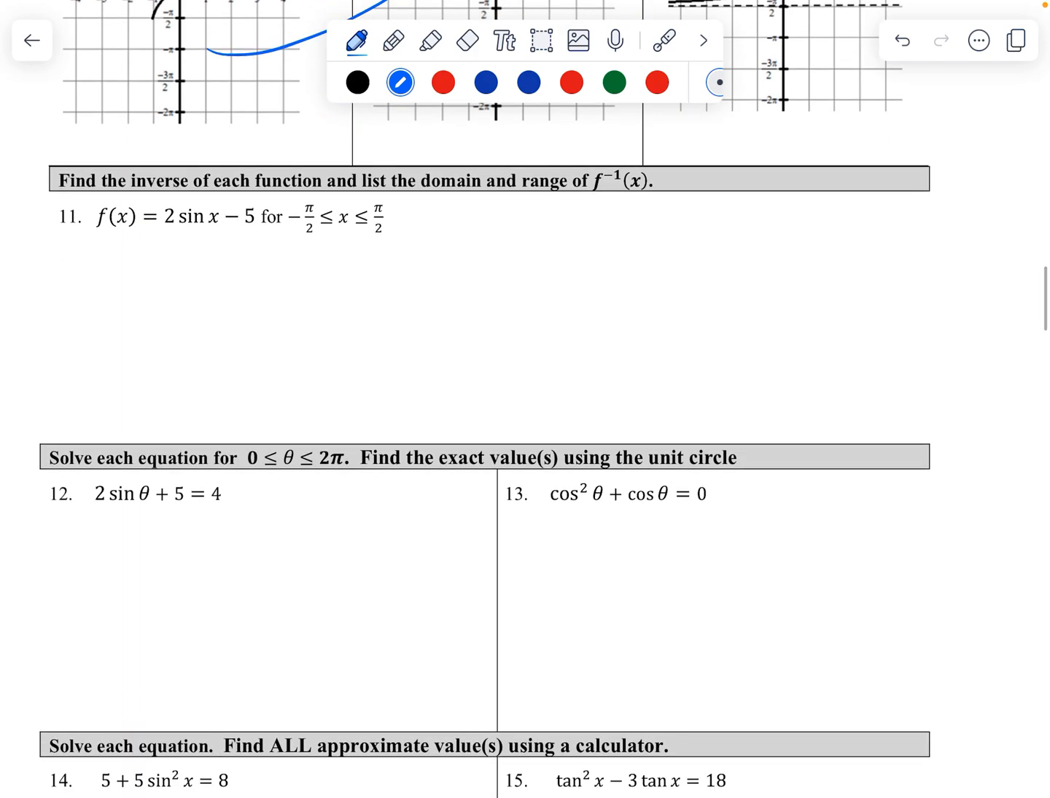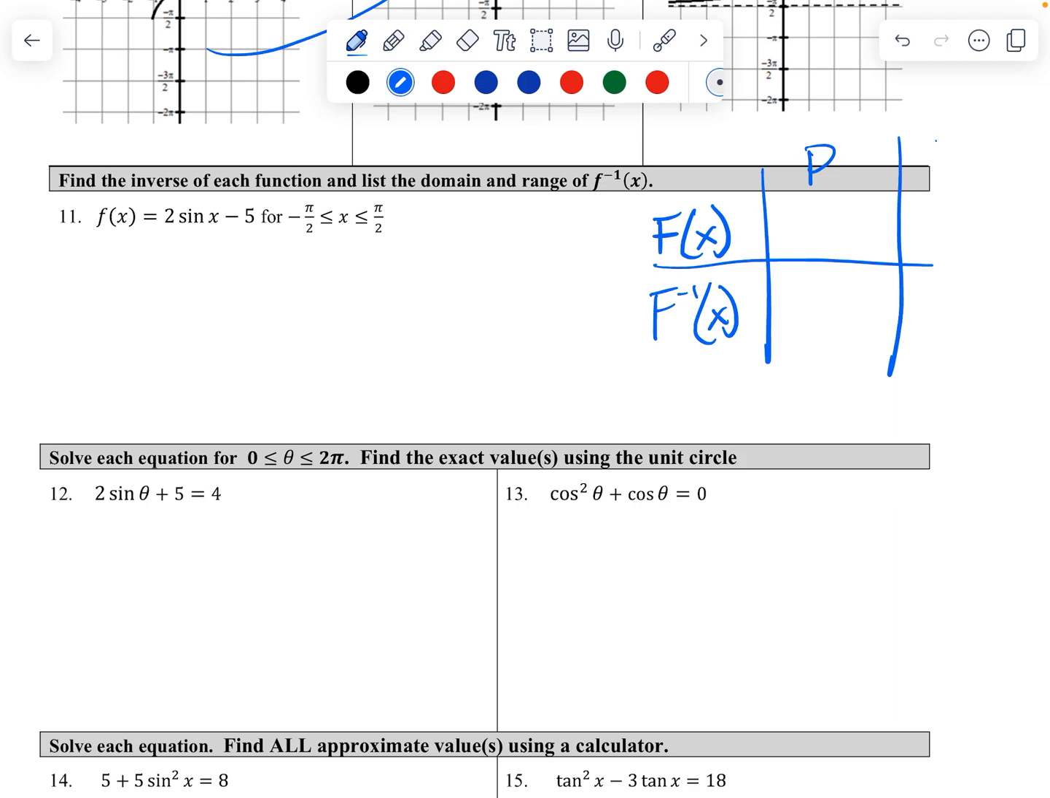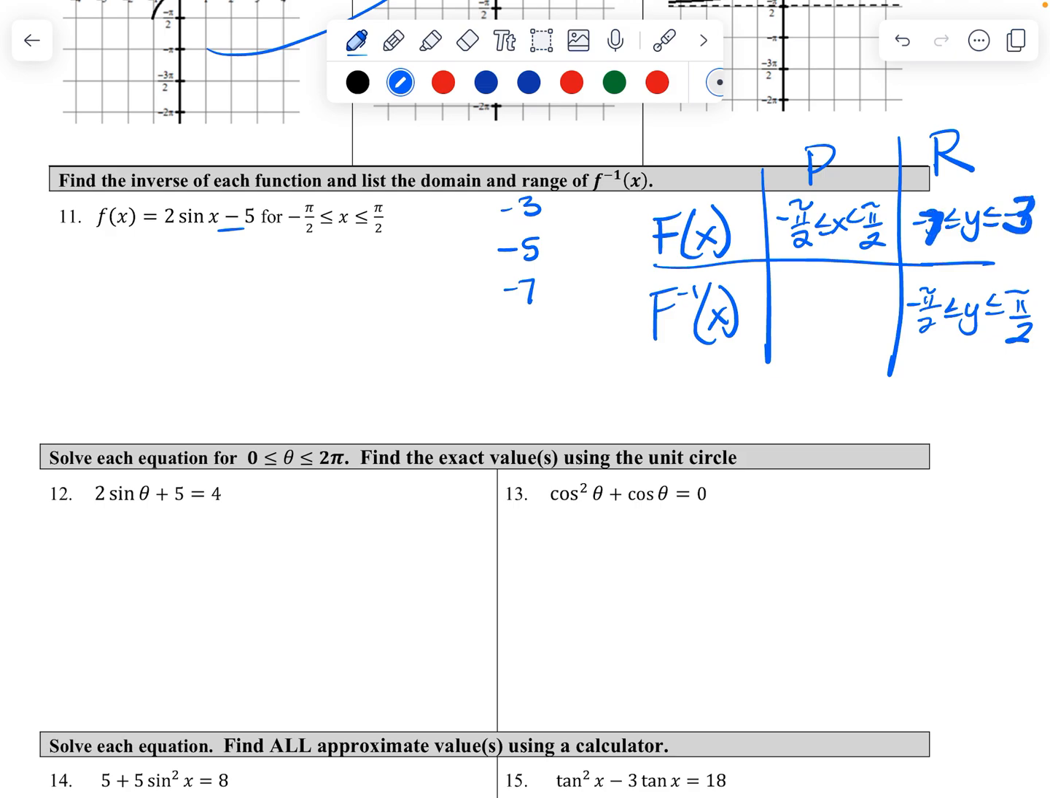Okay, find the inverse of each function in the domain and range. So this is where we did f of x and our inverse. And domain and range. Well, we already know our domain, negative pi over 2. So that becomes our range. Negative pi over 2 is less than or equal to y. And think about what is our range. Well, our midline is negative 5, right? And up 2 and down 2. So negative 7 is less than or equal to y is less than or equal to negative 3. So that means our y value, or our inverse, becomes the domain.